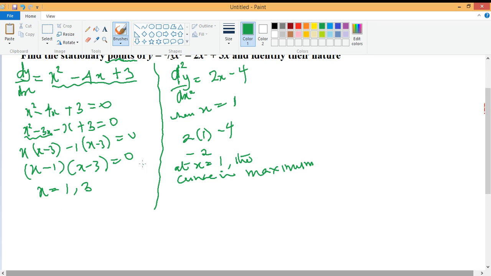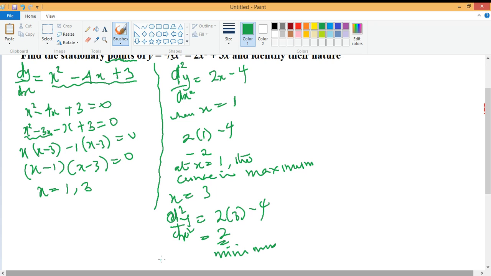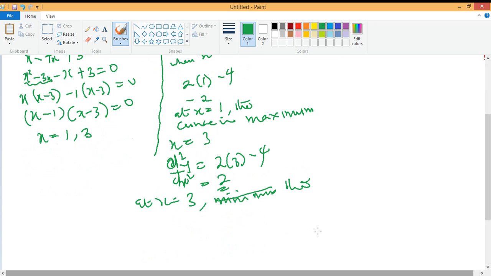Then we'll test when x is equal to 3. When x is equal to 3, our d squared y over dx squared will be equal to 2 multiplying 3 minus 4. That's 6 minus 4, so it's positive 2. And when it's positive, we have what? Minimum. So at x is equal to 3, we have the minimum point. The curve is minimum. Let me write the whole thing well.